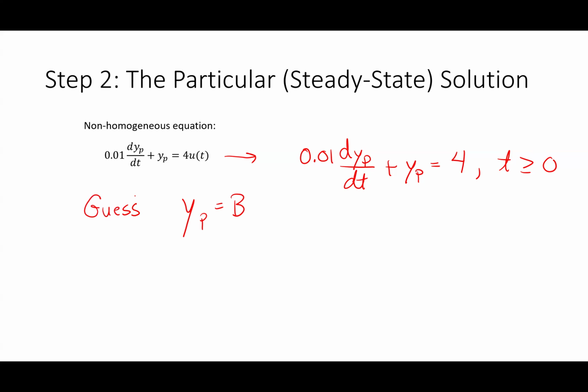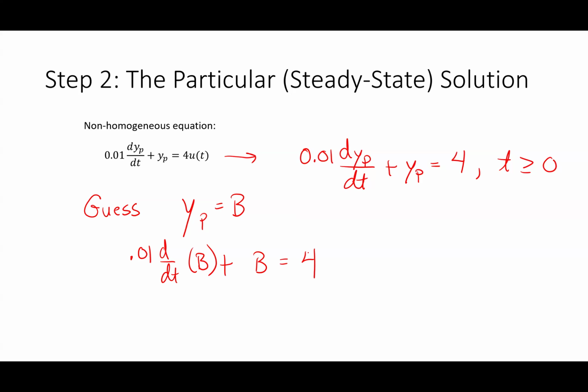And it's a pretty smart guess because I know that in a real system, this is what would happen. Right. So from a math perspective, this is my undetermined coefficients. I haven't determined what B is. I'm going to determine it. Right. So I plug that in. So I get 0.01 times d by dt of this constant B plus this constant B equals 4.